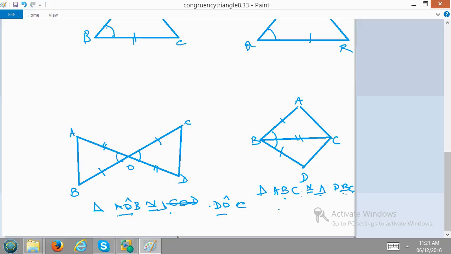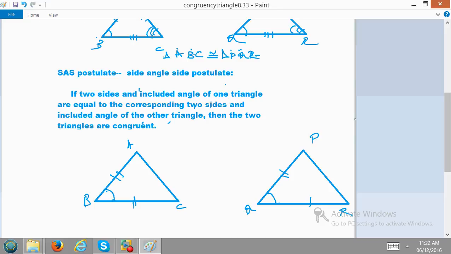This is how we keep the order of the triangle. We can say triangle ABC or triangle BAC or triangle CAB. But when you say congruence, you should write in the same order. That's very important. Then only we can link it. The included angle should come in the middle. That will only be correct. So this is the meaning of the same order. Order is very important. What we say? If two sides and included angle of one triangle are equal to the corresponding two sides and included angle of the other triangle, then the two triangles are congruent.